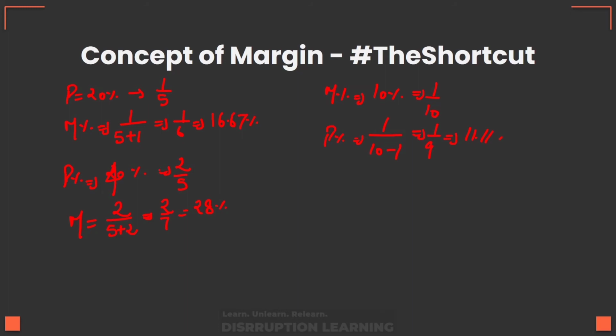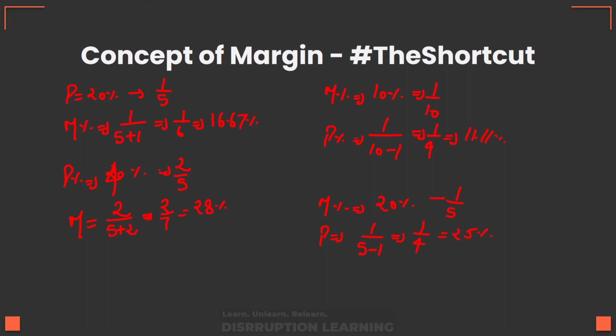and 11.11%, right? Now, do we need one more example? You can take any. So if margin percentage is 20%, right? So profit percentage would be, this is 1 by 5. So profit percentage would be 1 by 5 minus 1, 1 by 4, which is 25%.